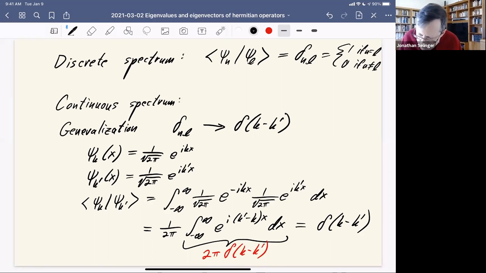I was about to try to prove this statement, but I don't think I want to do that. You can trust me or we can talk about it separately. I don't think I want to go there right now. So this is the generalization of the concept of orthogonality or orthonormality. Instead of using this Kronecker delta, we're going to use this Dirac delta instead.